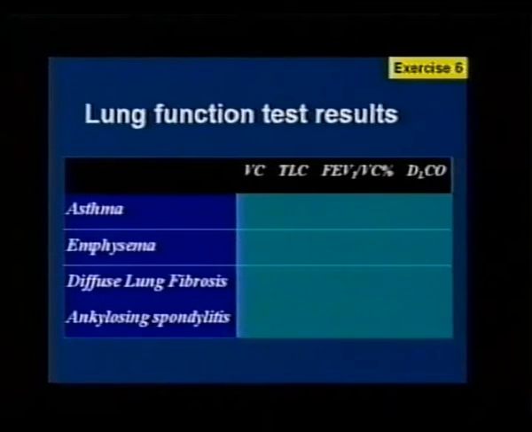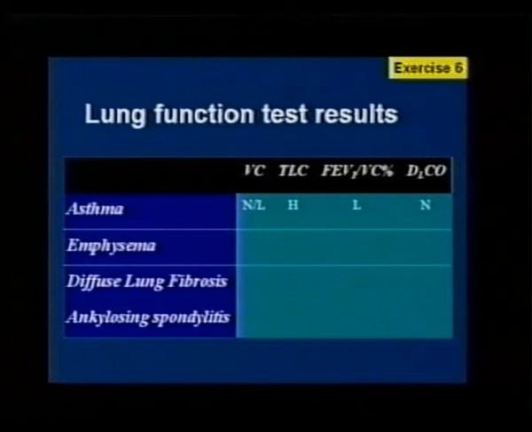Exercise 6. In these 4 conditions, you can work out whether vital capacity, total lung capacity, FEV1 ratio, and carbon monoxide diffusion capacity are normal or abnormal. In case of asthma, vital capacity is normal or low, total lung capacity is high because of the air trapping, and the FEV1 ratio is low, and carbon monoxide diffusion capacity is normal.